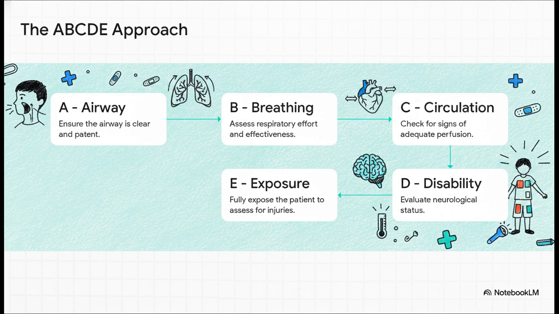We always start with A for airway. Is it open and clear? Then B for breathing. Is the child actually breathing effectively? Then C for circulation. Are they perfusing? What do the pulses feel like? D is for disability, a quick check of their neurological status. And finally, E for exposure, so you can properly examine the child from head to toe. Getting this sequence down is hands down the most critical skill in managing any seriously ill kid.